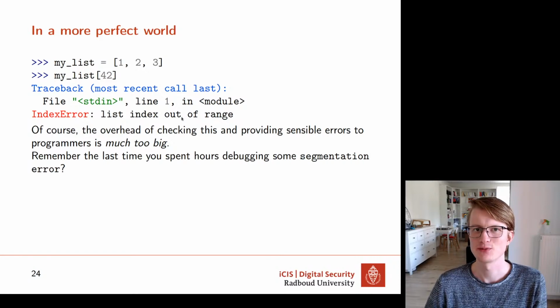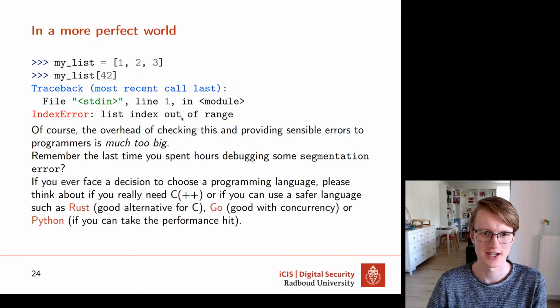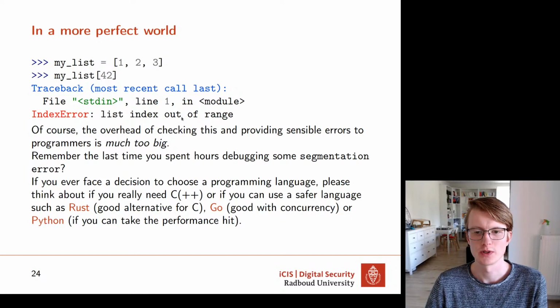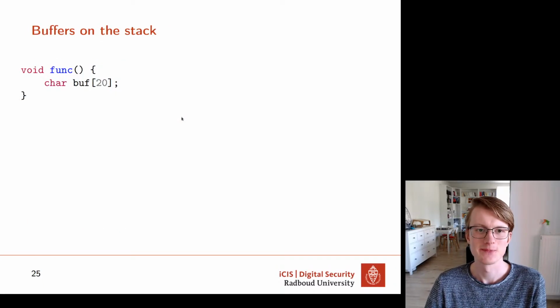But again, remember the last time you spent hours and hours debugging some segmentation error? Maybe your time is worth a bit more than the microsecond of computation that you save if you run a program without such checking. So if you ever face a decision on what programming language to use for a program, you'll need to think about whether you really need C or C++, or if you can use a safer language like Rust or Go or Python, because clearly staring at segmentation errors all day, which I've done before, is not pleasant.